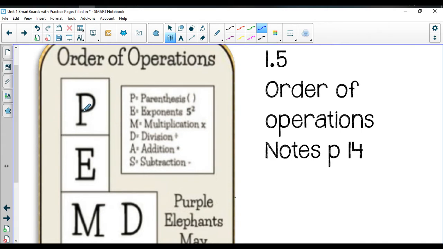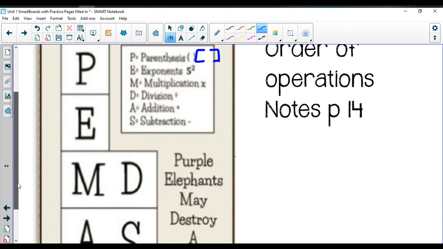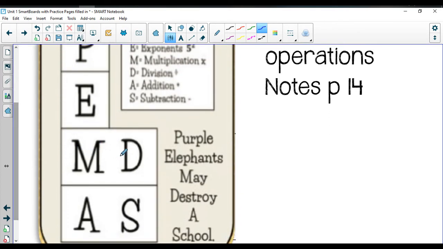We start off with parentheses or other grouping symbols. Other grouping symbols can also include these brackets, which are what I call parentheses on steroids, because they're basically just like super duper parentheses. After we've completed everything inside parentheses, we are then going to complete anything that has exponents. We're going to talk a little bit about exponents today. Once those two are done, we're going to complete any multiplication and division.